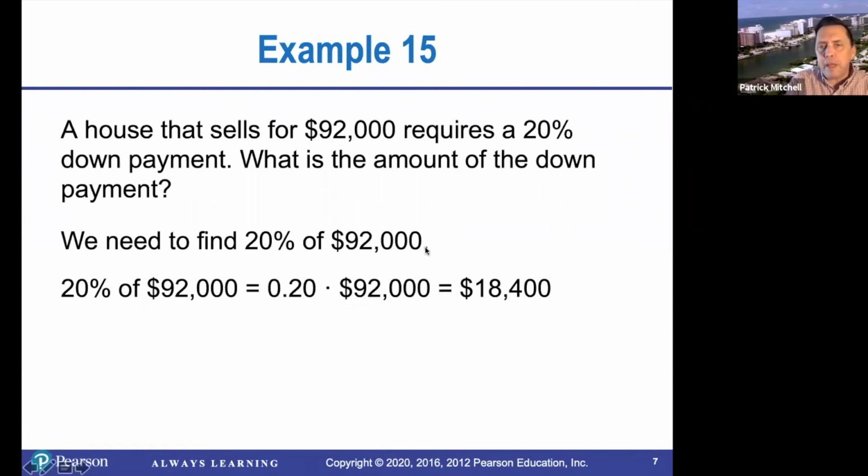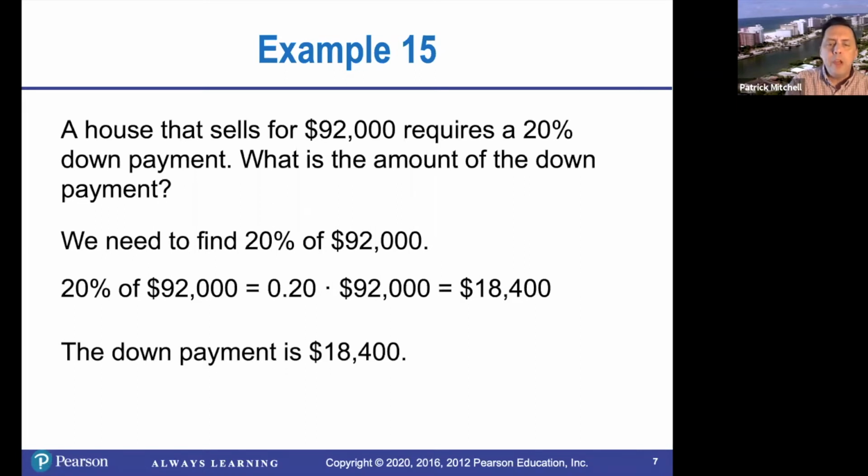10% would just be move the decimal point 1 place to the left. So 10% would be 9,200. And if you double that, you get 18,400. And that comes in handy. 20% is a common amount to tip in a restaurant, right? So it's really easy to figure out the tip in your head. You don't need a calculator. So the down payment is $18,400.